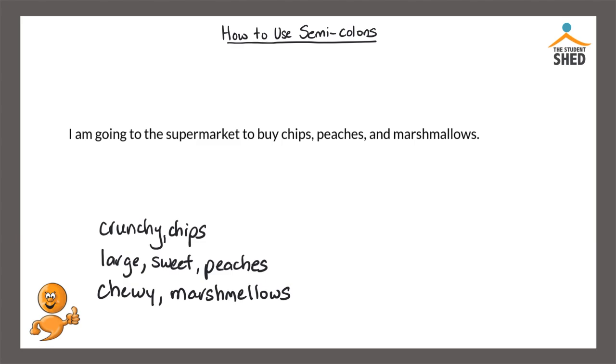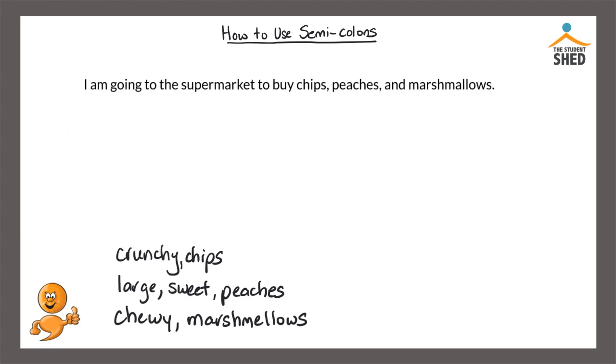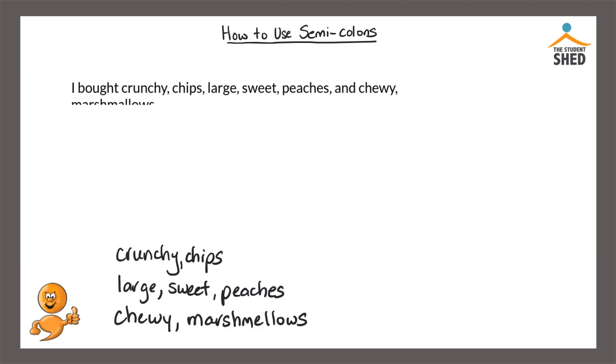If I use a comma to separate these items, the sentence would look like this. I bought crunchy chips, large, sweet peaches, chewy marshmallows. Notice that when you use a comma after each item, it looks as though you bought crunchy, you bought chips, you bought large, you bought sweet, you bought peaches, you bought chewy, and you bought marshmallows, as if they're all individual items. And this can be confusing for the reader.